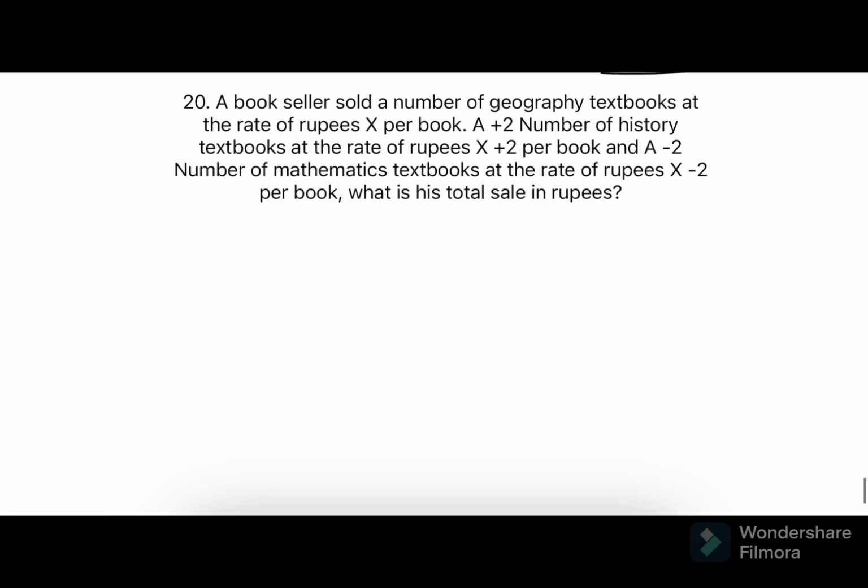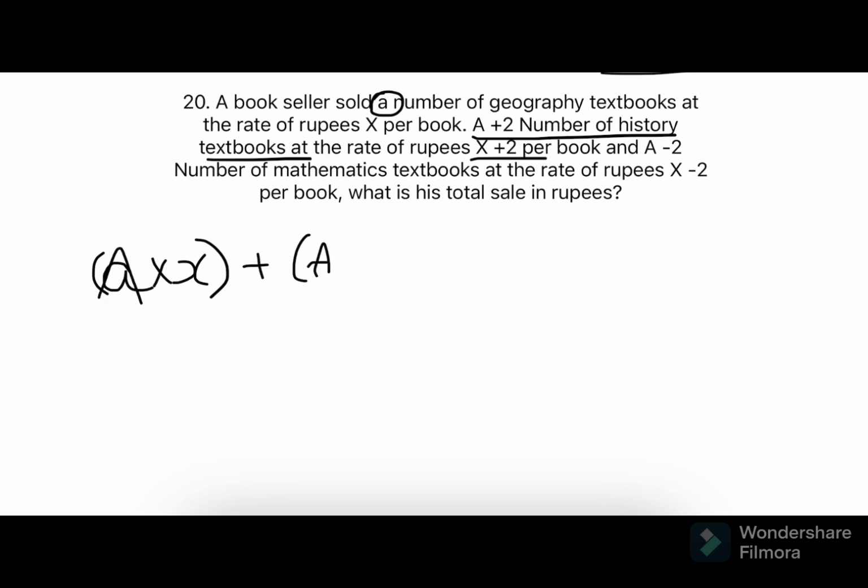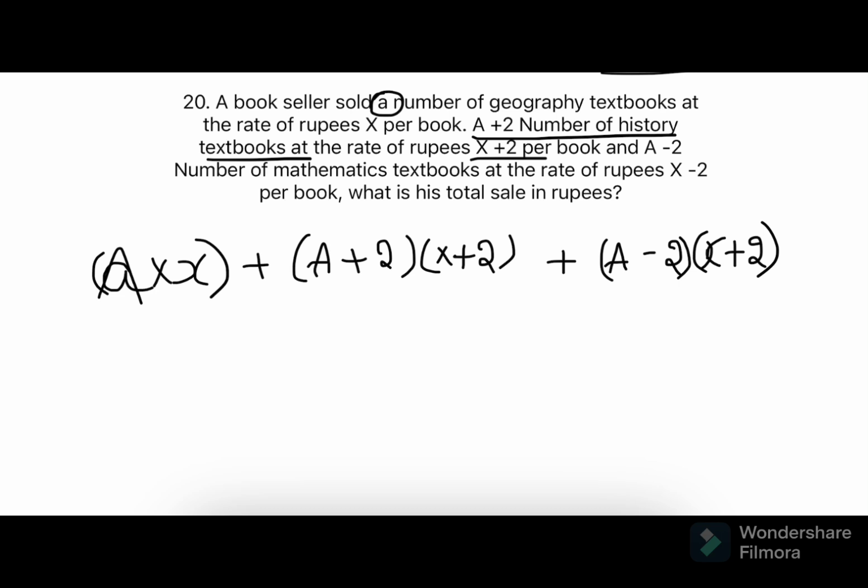Next question, question number 20. A bookseller sold a number of geography textbooks at the rate of rupees X per book. So let us write the data while reading the question. A number A of geography books is sold at rupees X per book. So totally he has earned AX rupees in this. He has also sold A plus 2 number of history books at rupees X plus 2 per book, and A minus 2 number of mathematics books at rupees X plus 2. Sorry, it is X minus 2.